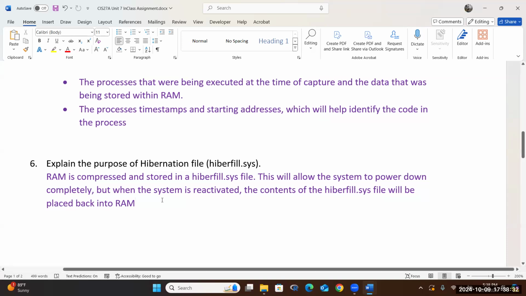Any questions? Why do we care about this? Well, if you get a system that's in hibernation and you do forensics, you go to that file, right? That file does store whatever was currently being worked on before hibernation.